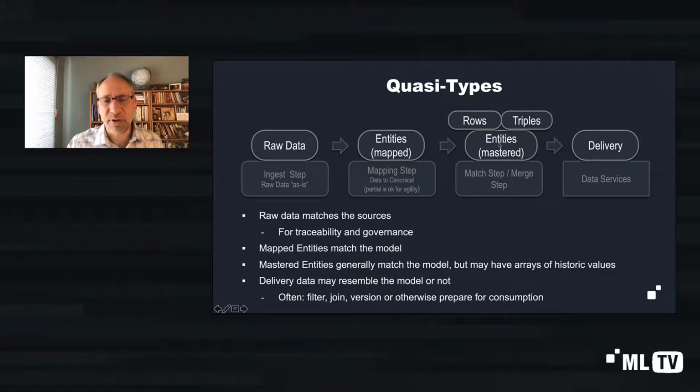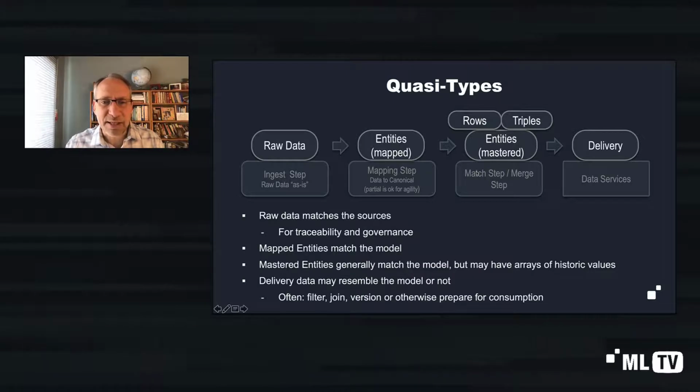And then often, not always, we master it. So if it's a kind of data where duplicates tend to come in, we'll run mastering on it to make it into one consolidated record. Both of these are basically the same canonical model. However, there is a difference. The master data tends to have arrays in certain areas.